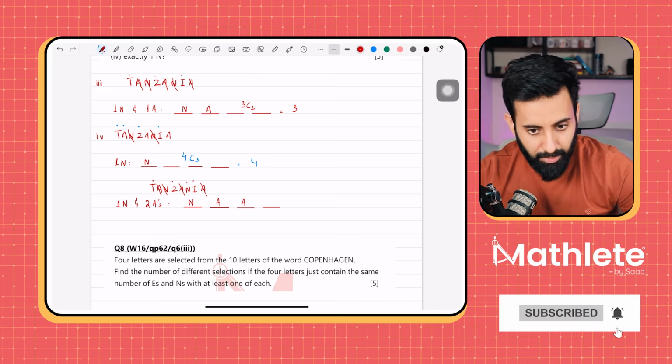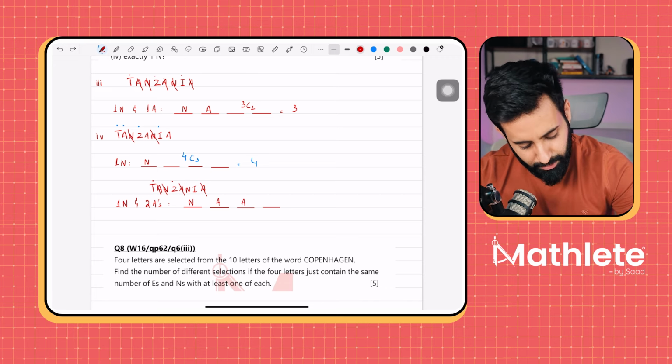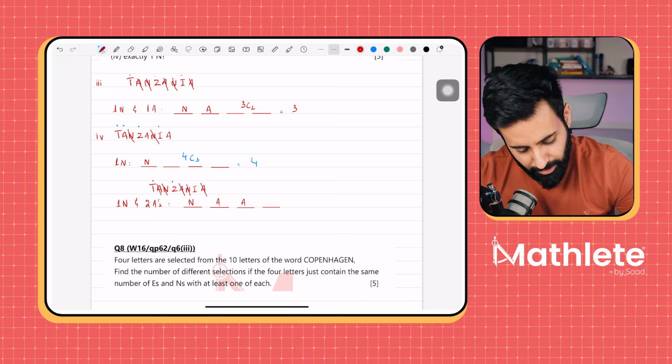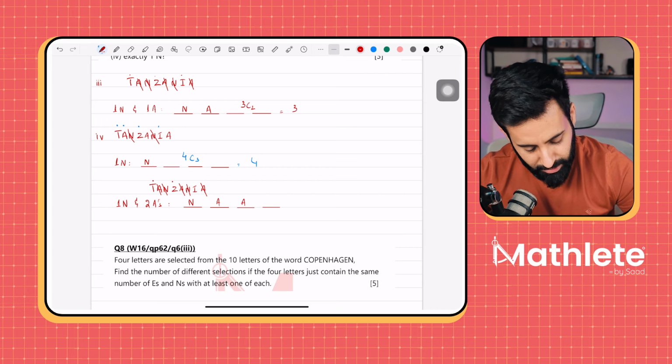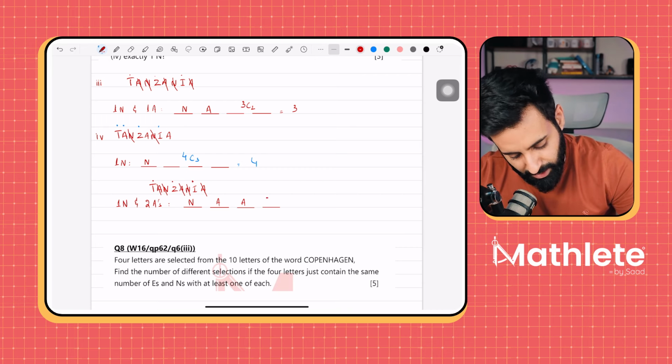So once again, we are down to how many letters? We are not down to 4. We're down to 3. Why? Because we've already selected N. We are only supposed to select one N, so we're not going to consider that. So that means we're left with 3.